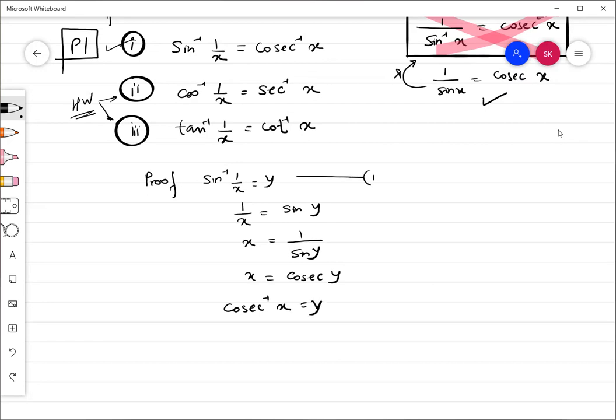So look at equation 1 and look at equation 2. What we get is sine inverse of 1 upon x is equal to cosec inverse of x. Hence proved.